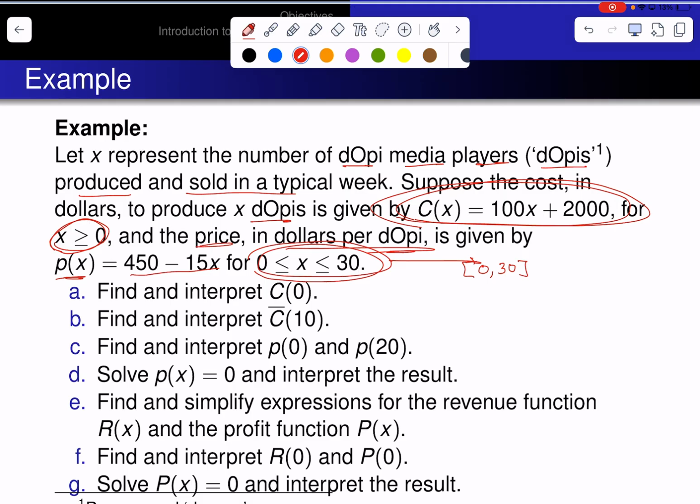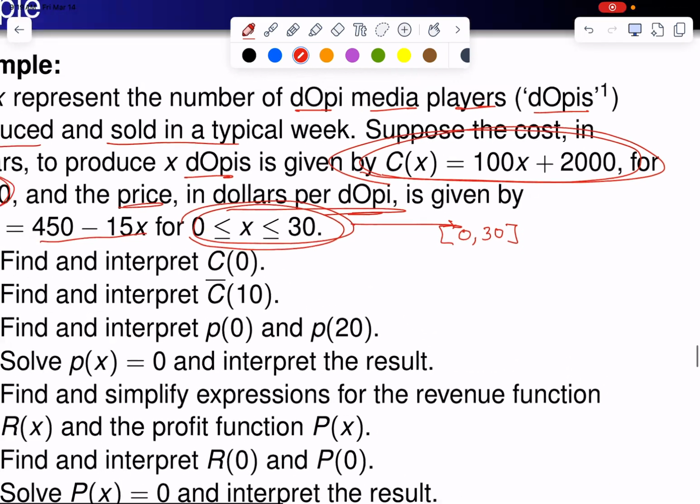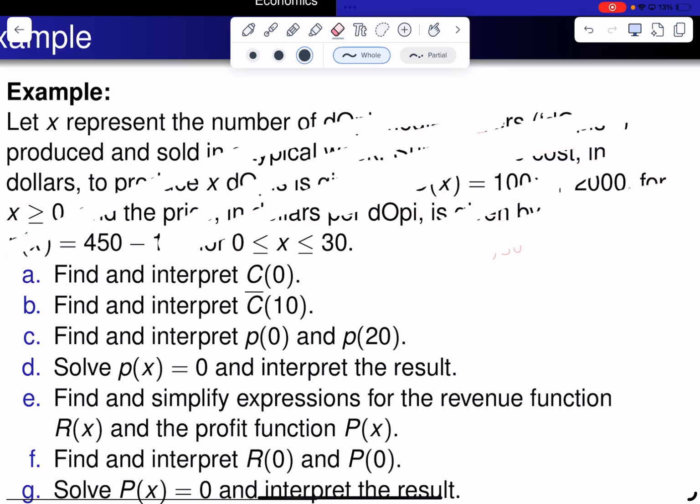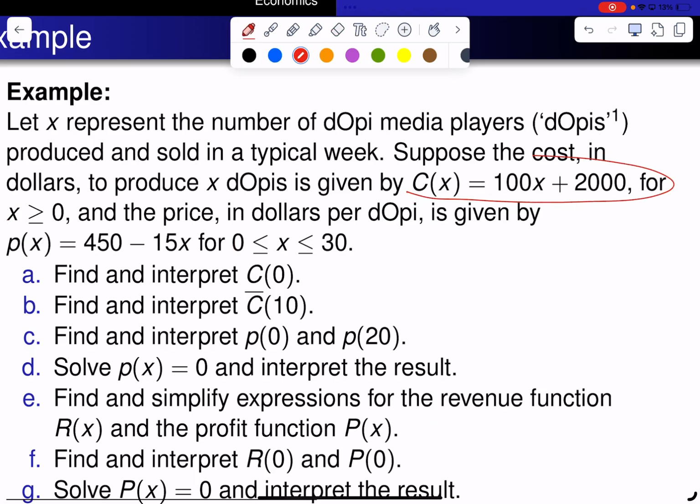All right, here we go. Part A, we're going to find and interpret C of 0. I'm going to circle the main things I need. I need C, I need little p, and I need to know the domain. These are the three most important things I need from the word problem. Be able to highlight, underline, or circle the most important parts of the problem. Everything else is just filler, the window dressing, the garnish. It makes the problem look better, but it's not very necessary. I don't care that they're dopey machines. It could be whatever.